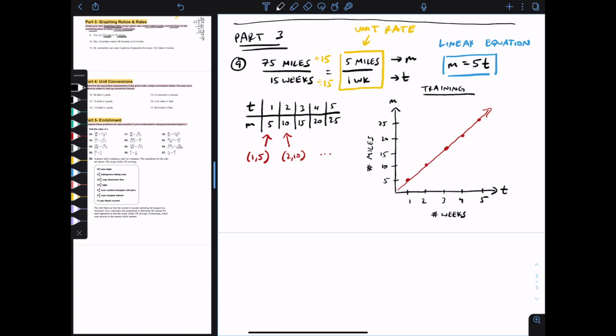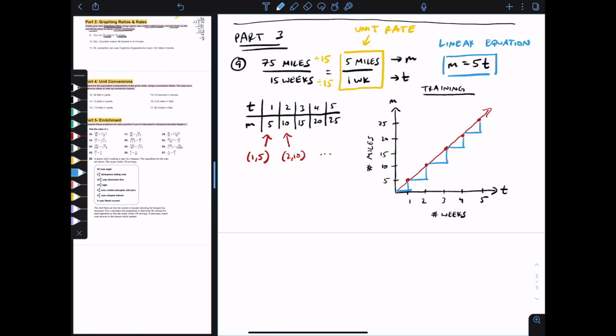Using the unit rate, you're noticing that for every 1 week that goes by, you run 5 more miles. 1 more week that goes by, 5 more miles. That's kind of the idea here. If no weeks go by, you run no miles.